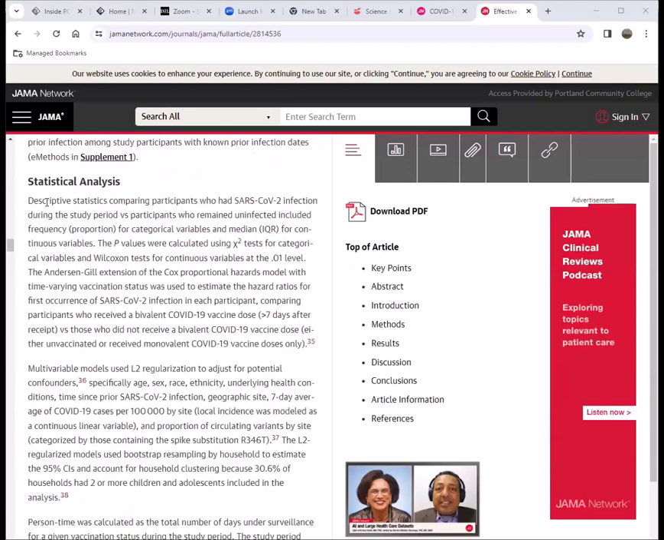And again, when you get to the statistical analysis, you start getting more detail of what's about to happen in the next few pages. Descriptive statistics comparing participants who had SARS-CoV infection during the study period versus participants who remained uninfected included frequency and proportion for categorical variables. Notice it measured the median and the IQR for continuous variables. And now you get to these other unknown ideas. The p-values were calculated using this thing called chi-squared test for categorical and Wilcoxon tests for continuous variables at the 0.01 level. So what does this have to do with what we're about to discuss?